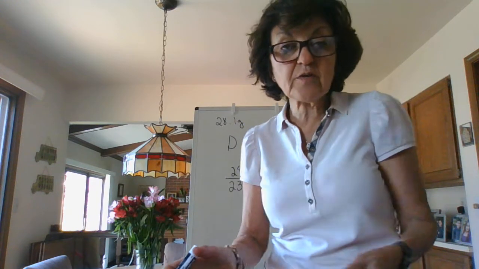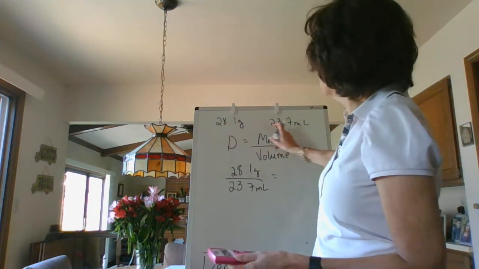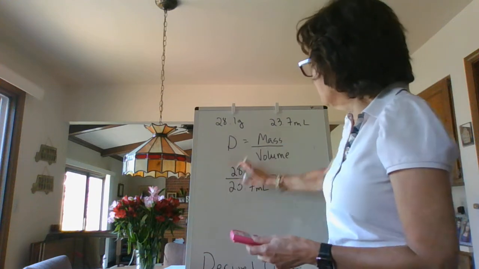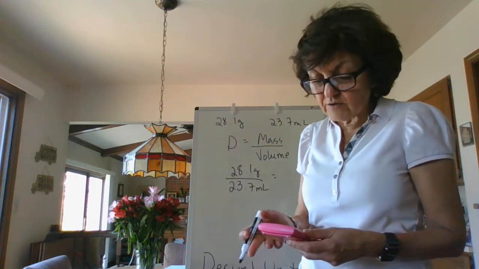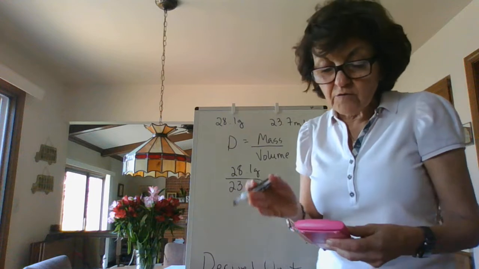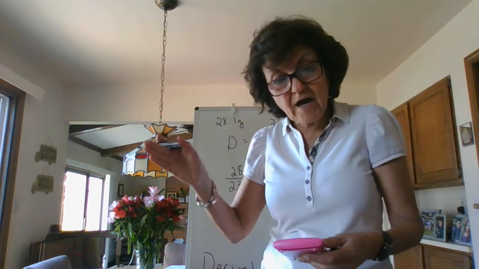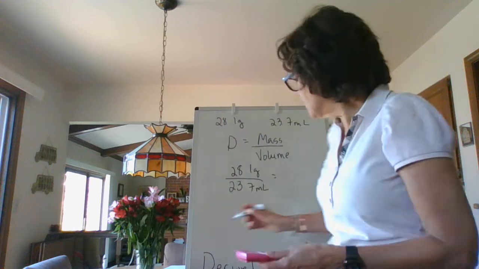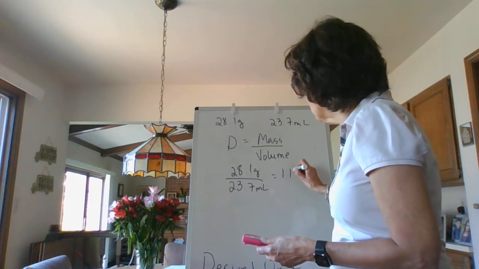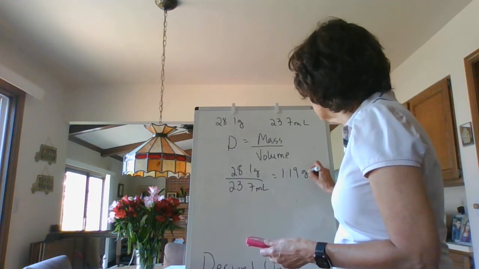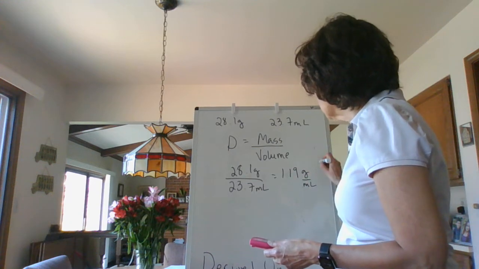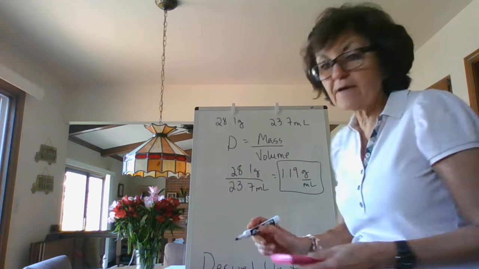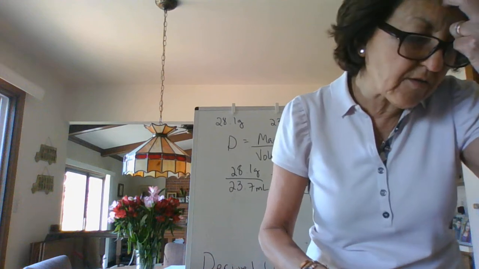How many sig figs do we need to round it to? This is 3 and this is 3. These are both measured quantities, so your final answer has to be 3 sig figs. So it'd be 1.185. The 5 is 5 or higher, so we round up. So your final answer has to be 1.19. And don't forget the units, grams per milliliter. Okay? All right, so that's an easy question.